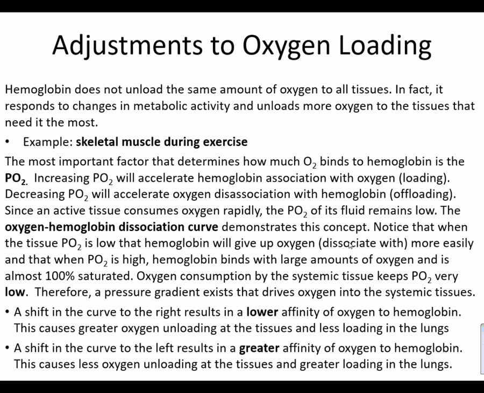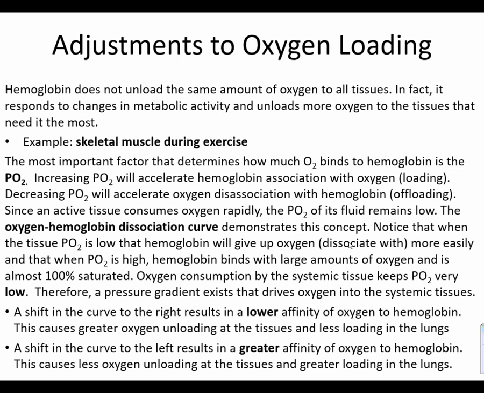The most important factor determining how much oxygen binds to hemoglobin is the PO2. Increasing it will accelerate hemoglobin association with oxygen. We call that loading. Decreasing PO2 will accelerate oxygen dissociation from hemoglobin, offloading, so falling off of the person's back. The person's jumping on, which is what loading is. Since our active tissues consume oxygen more rapidly, PO2 of our fluid will remain low.